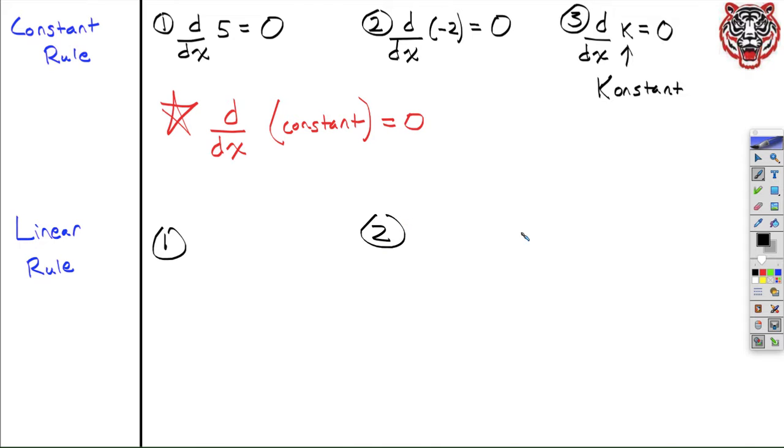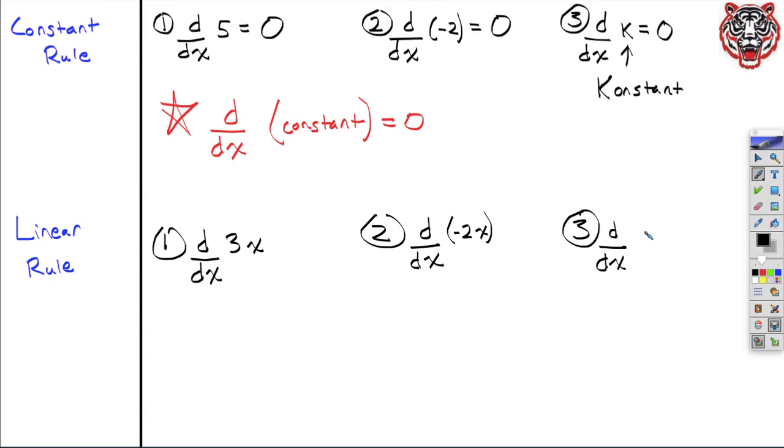1, 2, 3. First one, derivative with respect to x, d dx of 3x. Derivative with respect to x, d dx of negative 2x. I put parentheses because maybe it's hard to see the negative. And finally, derivative with respect to x, d dx of, let's do a harder one. I'm thinking 12x plus 1. All right. See if you can find the pattern.